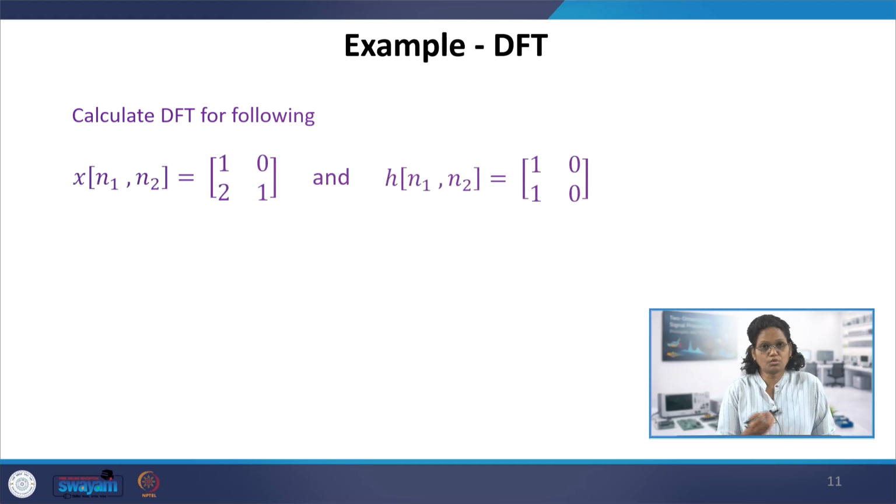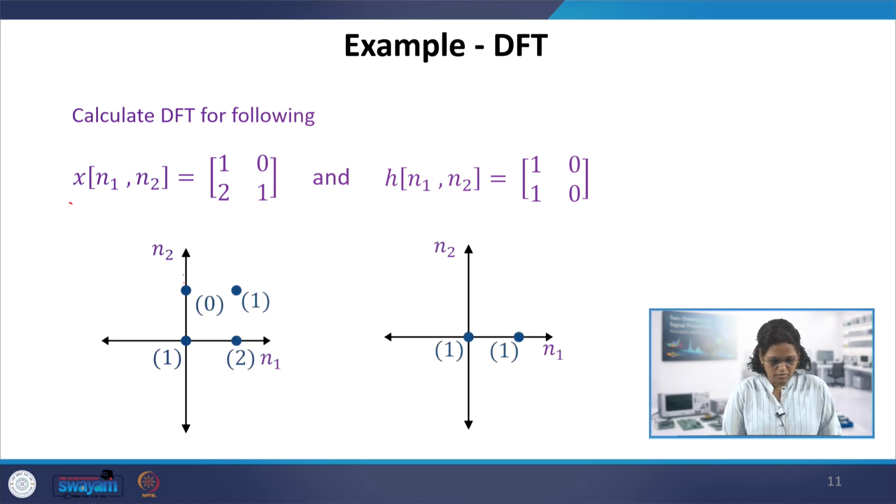Okay, so what do we mean by the 2D DFT here? Take a 2D sequence x of n1 comma n2, which is 1 0 2 1. Okay, this is 0 0 and then 1 0, and here is 0 1 and 1 1. And similarly there is another sequence h of n1 comma n2, 1 0 1 0. So we'll take the individual DFT and then we'll try to prove some of the properties here.